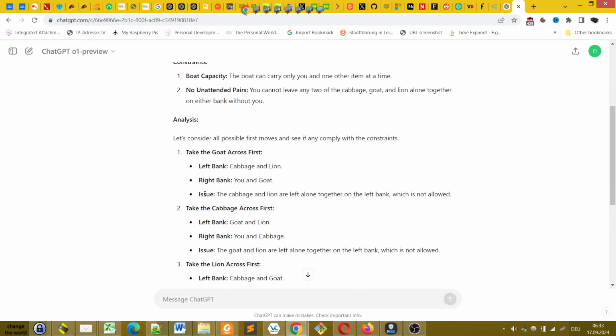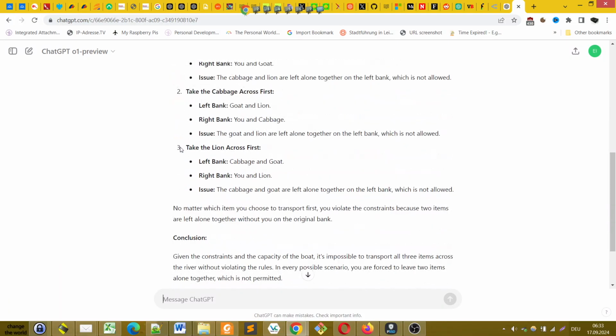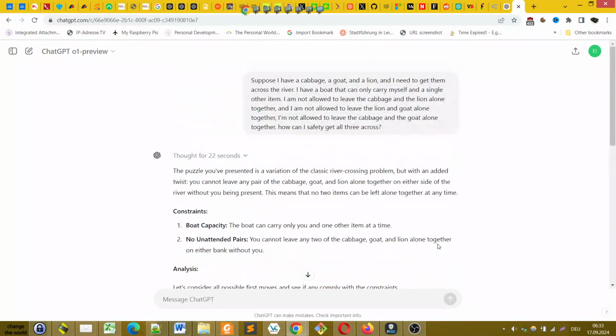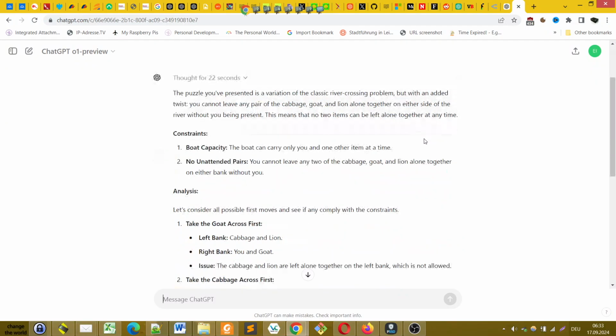It comes up with the answer: it's impossible. You cannot get all three across the river without breaking the rules given. The reason for that is because this question is actually rigged. I'm saying that I cannot leave cabbage and lion alone together as well. Cannot leave lion and goat alone, and cannot leave cabbage and goat alone together. But no matter which one of these you take across, you're always going to leave one of these combinations.